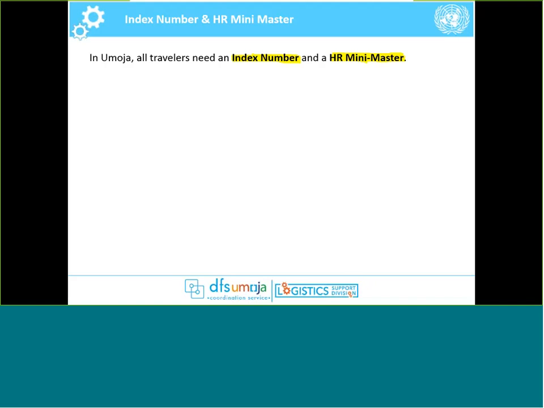So that's something you need to have in mind, because you might get an error when you're trying to process a travel request, and this error might be related to an incomplete HR profile for the traveler. Okay, so keep in mind that you always require an index number and a complete HR profile, no matter if you are trying to travel a UN volunteer or a consultant.